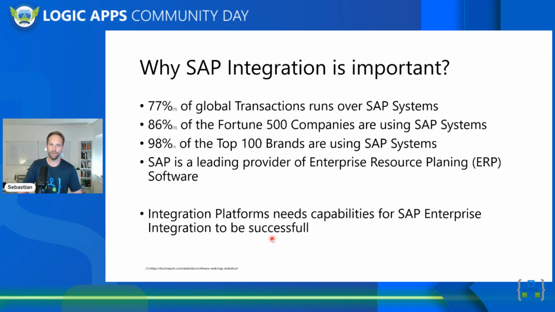77% of the global transactions run over SAP systems. 86% of the Fortune 500 companies are using SAP systems. And 98% of the top 100 brands are using SAP systems. As you can see, these are remarkable facts.